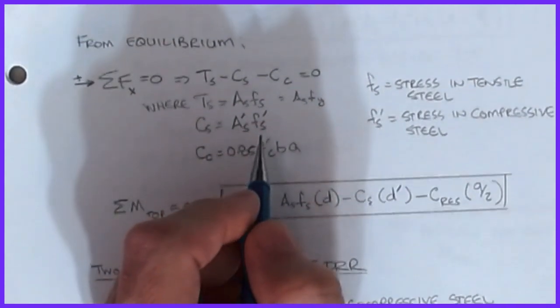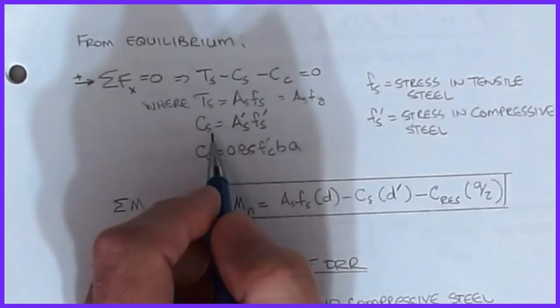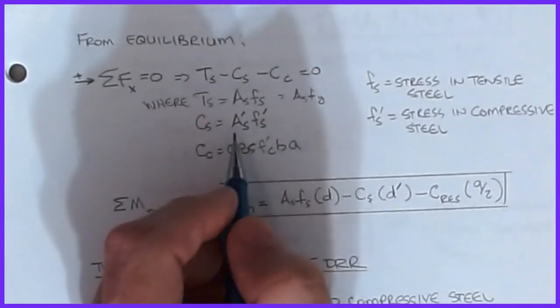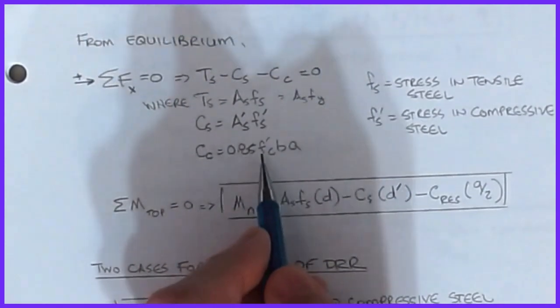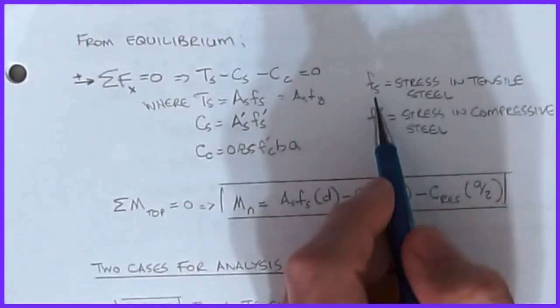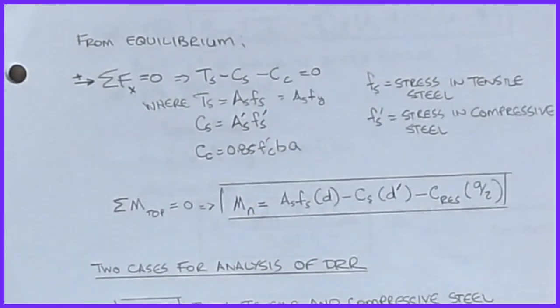Now we're going to ignore buckling and other things that can happen in compression, because hopefully the concrete is binding that steel enough that it's truly just an axial behavior. And then my Cc is still 0.85 f'c b a. Again, fs is the stress in the tensile steel, fs prime is the stress in the compressive steel.